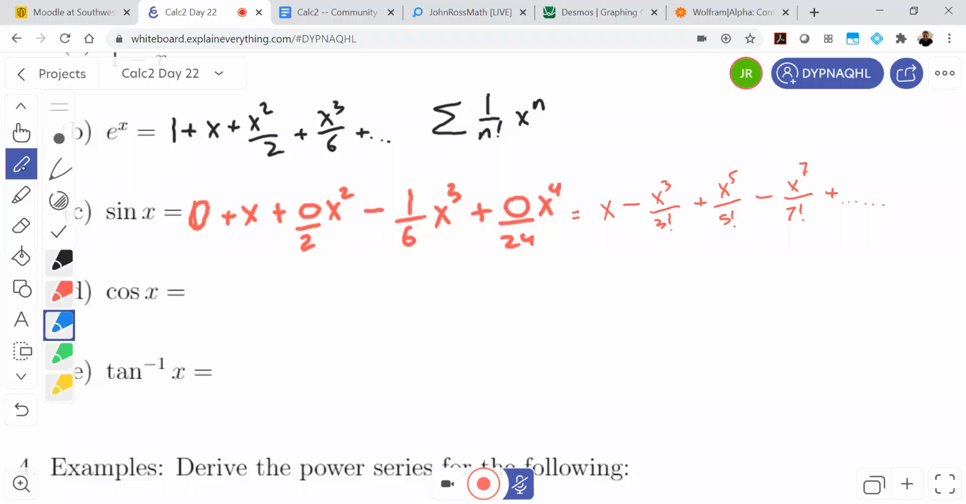Cosine is going to be the exact opposite of that, right? So with cosine, we'll have that the even terms exist. So the 0th term exists. The x squared term exists. The x to the fourth term exists, and so on.